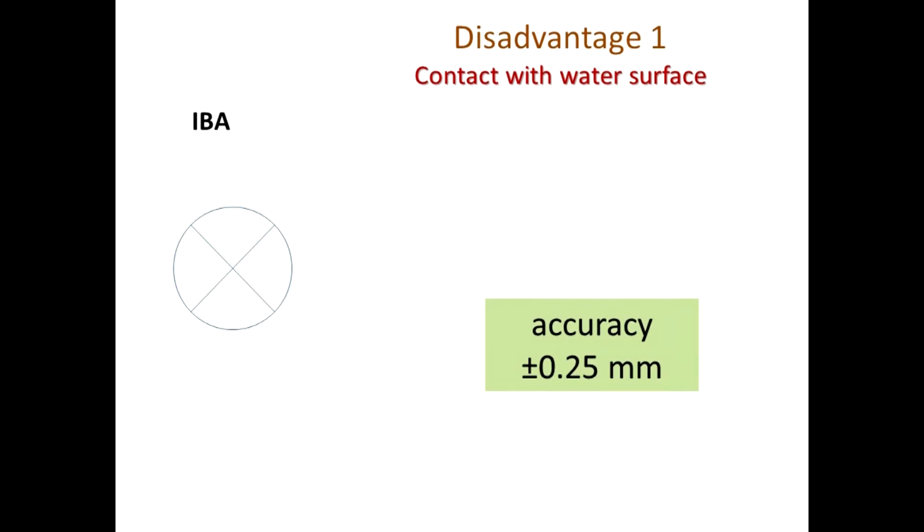A large cylinder with crosshair for IBA company. The contact with the water surface is the main disadvantage of this device. Due to adhesion with water, you cannot precisely place the system to the so-called calibration position. And the precision of this device we estimate as plus minus 0.25 mm.